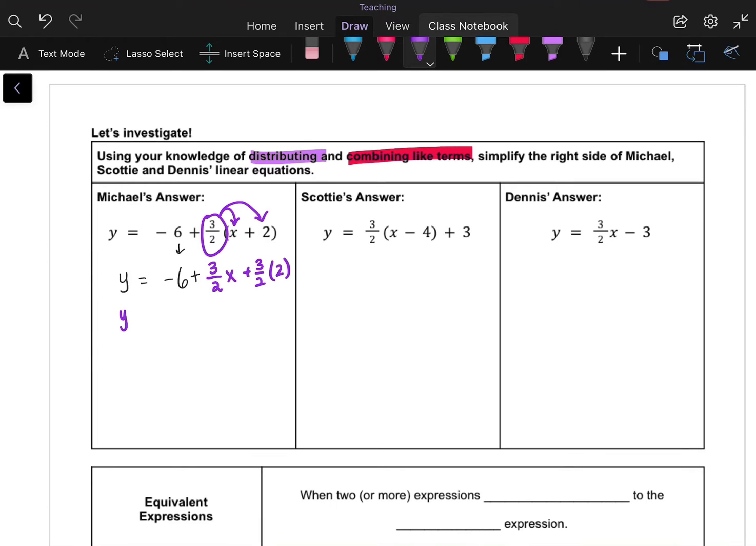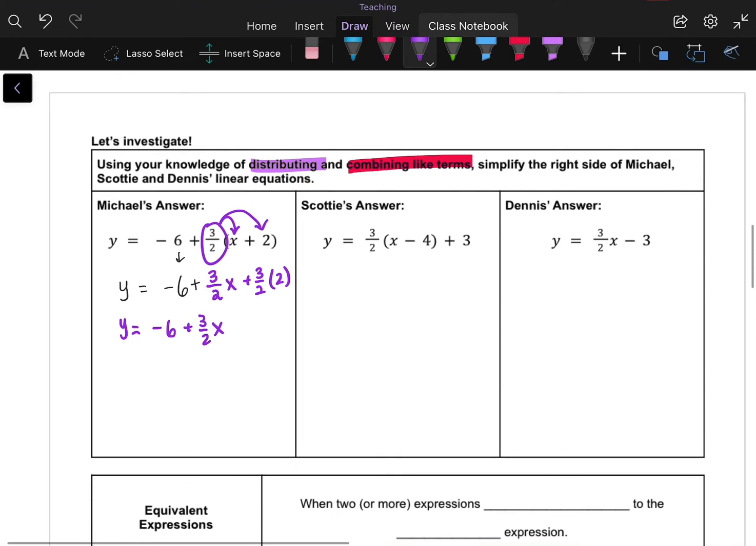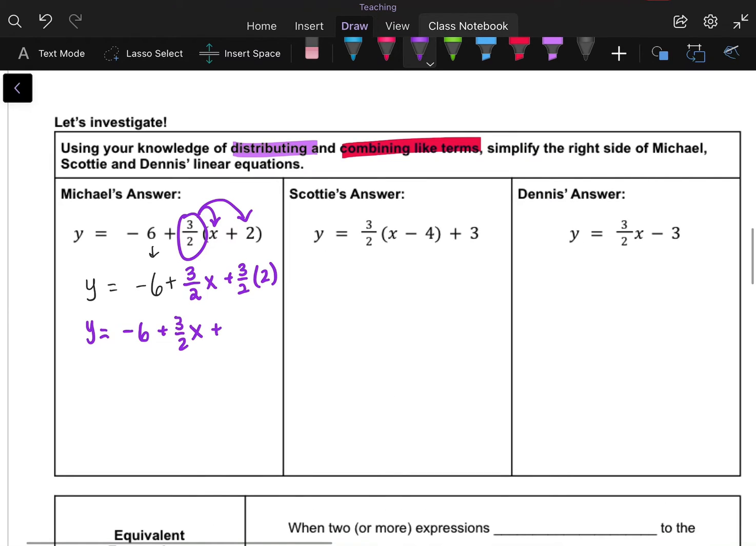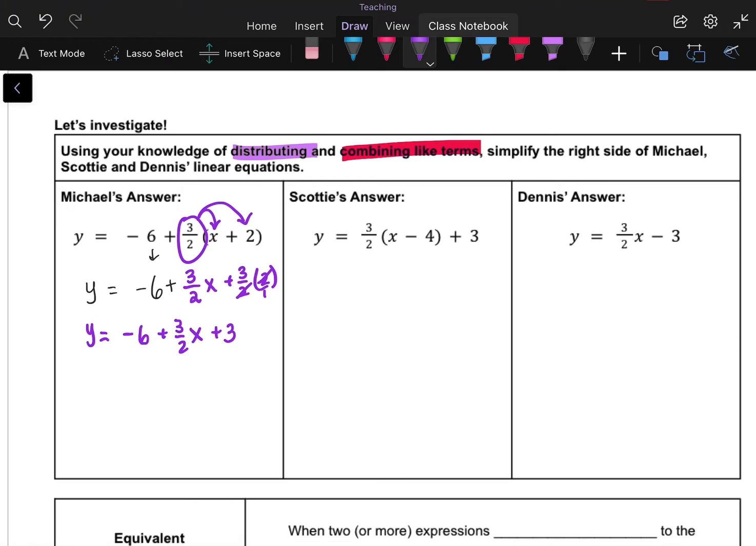All right, let's simplify this real quick. So we'll have y equals -6 plus 3/2x. We already multiplied that. And then 3/2 times 2, go ahead and plug that in your calculator. You should get 3 for that. This is just like 2/1 times 3/2. Those 2's will cancel out there. Okay, so we get y equals -6 plus 3/2x plus 3. We've distributed everything, so let's combine like terms. What are our like terms in Michael's expression here?